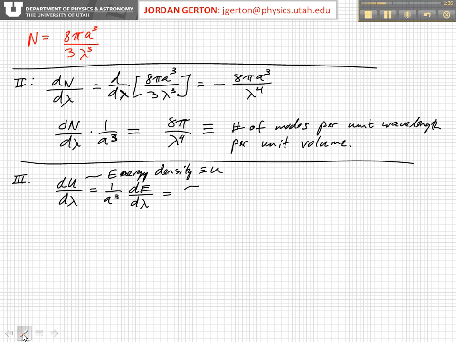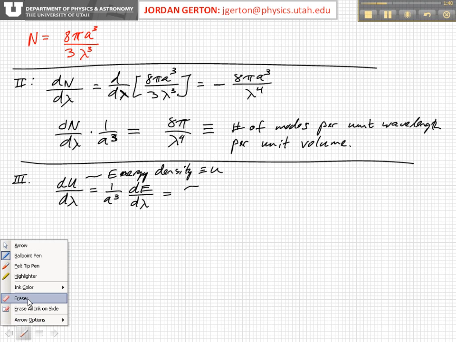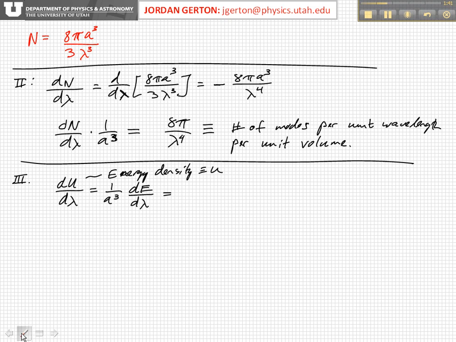assign the average energy of each mode as kT, this is just 8 pi kT divided by lambda to the fourth, because basically we've done all the work over here. For each one of these modes, we just have to assign an average energy kT.